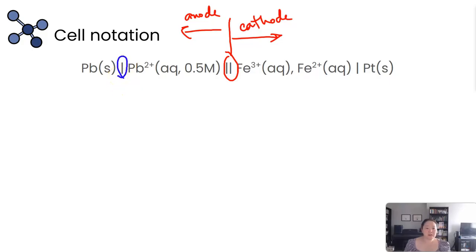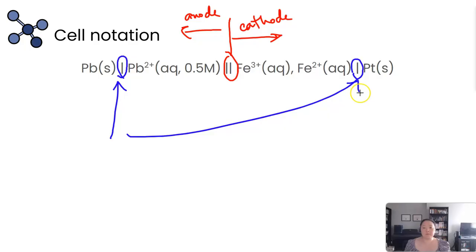So the single lines are those phase boundaries where they indicate that on either side of this line, you're going to have things that are in different phases. So solid, aqueous, liquid, gas, whatever it's going to be. So in this case, you can see that our anode has the half reaction where our lead becomes a lead plus 2 ion. You can also include information like the concentration if that's relevant.